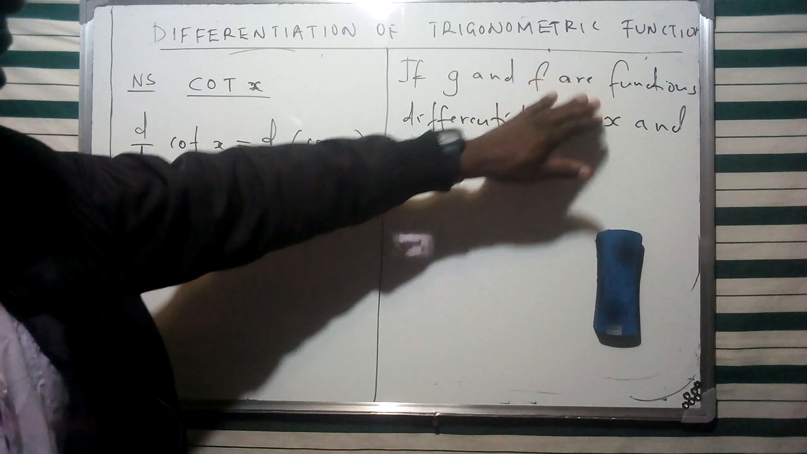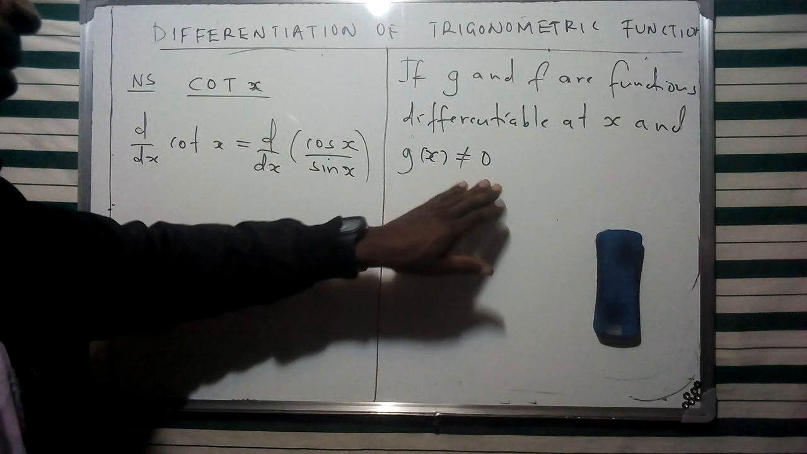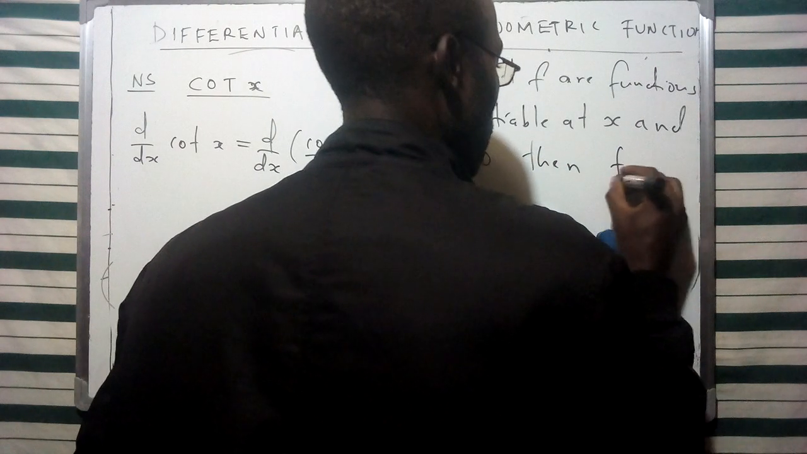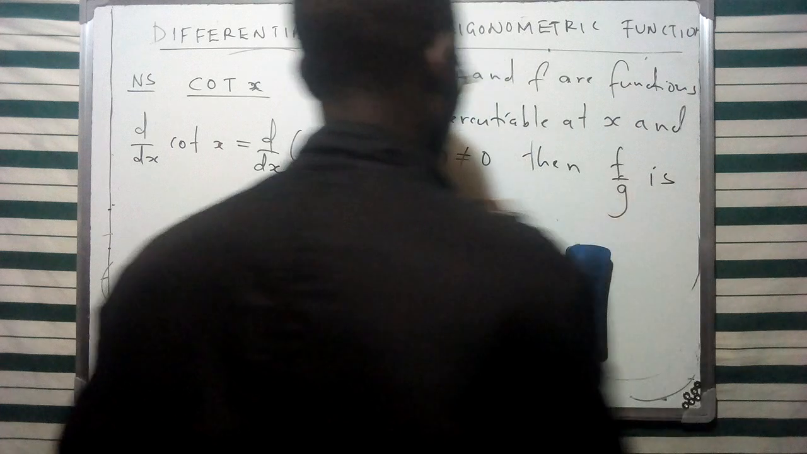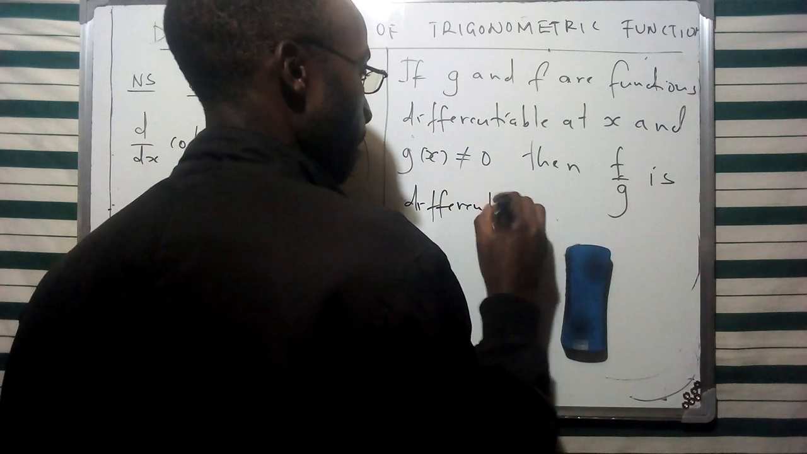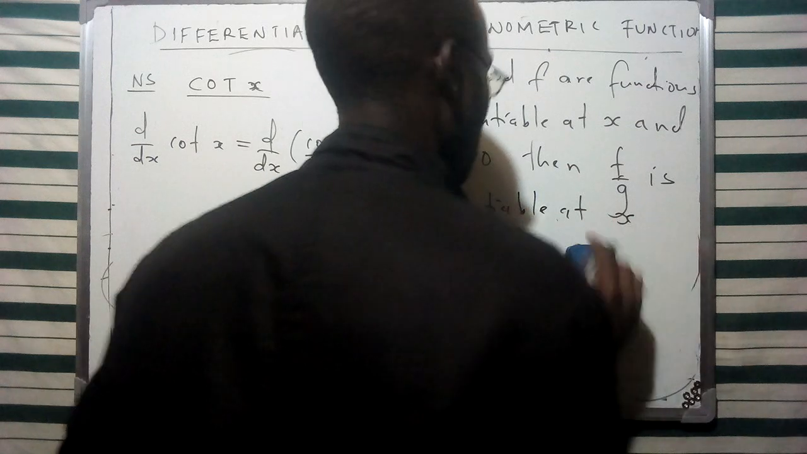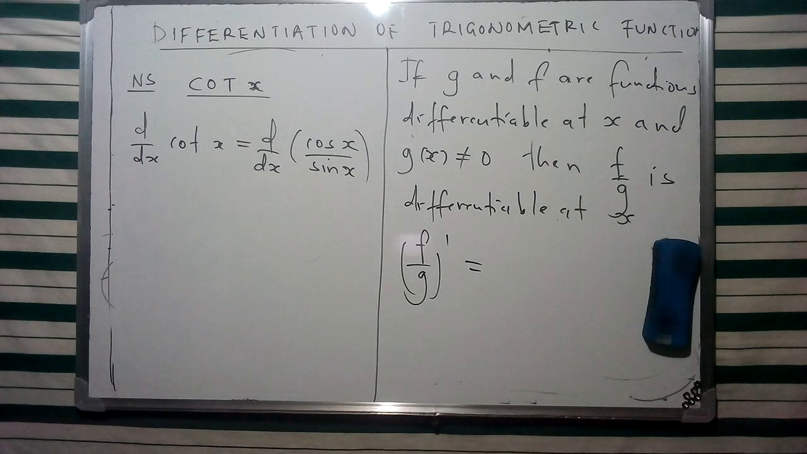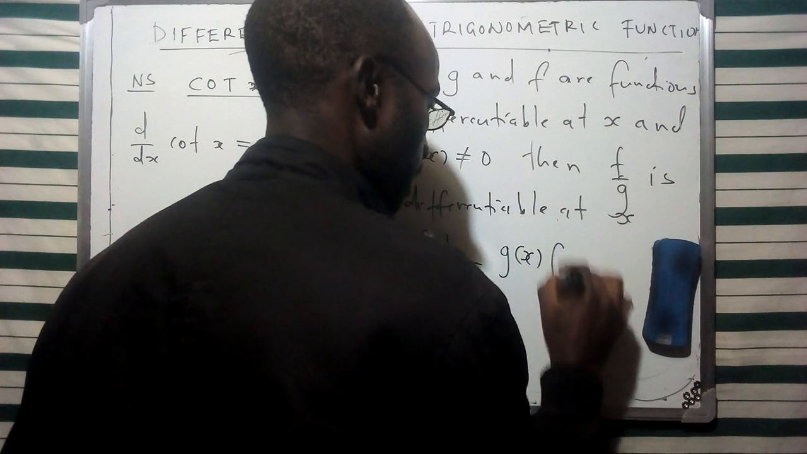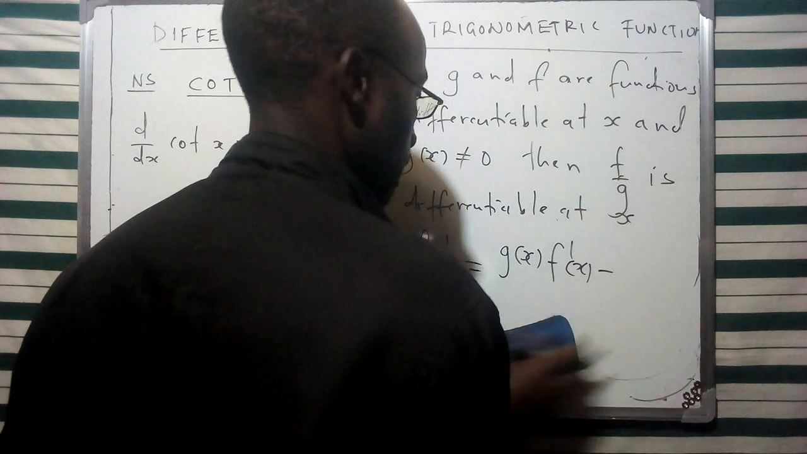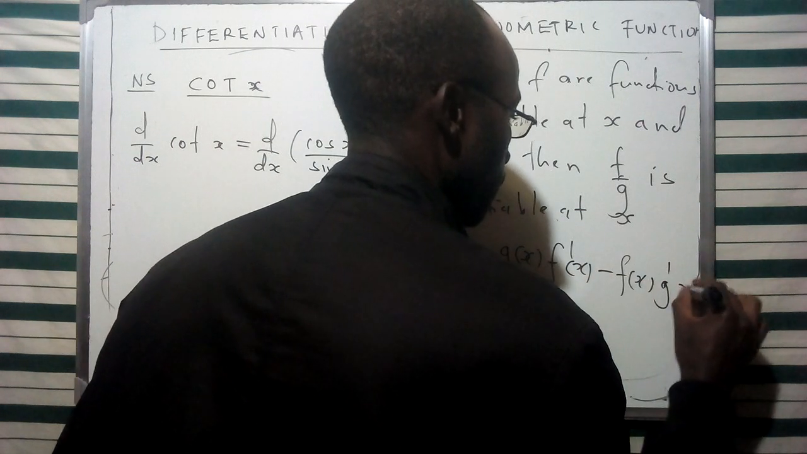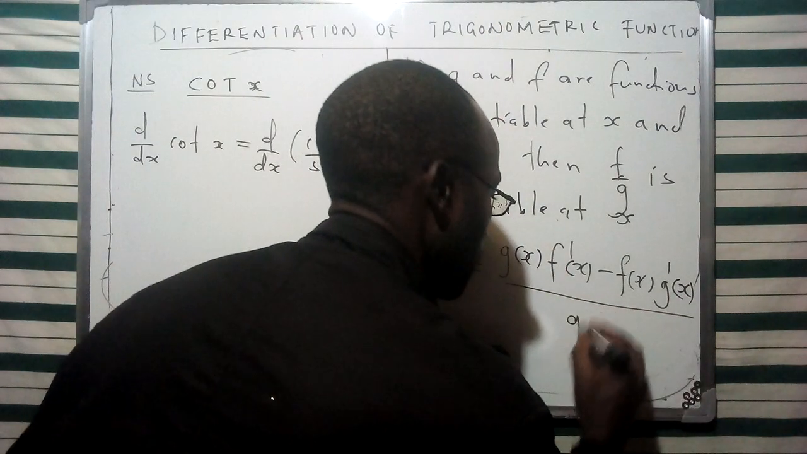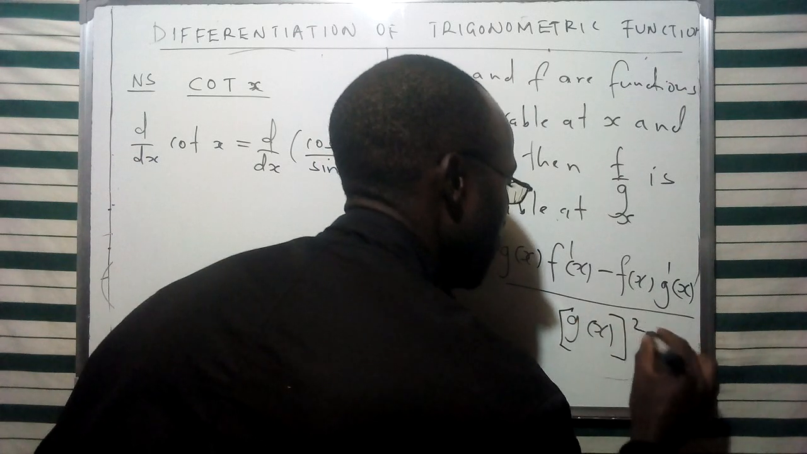As functions which are differentiable at x, and g of x is not equal to 0, then f over g, which is a quotient, is differentiable at x, and we are going to have (f over g) prime given in terms of g of x times f prime of x, minus f of x times g prime of x, and then all over the square of g of x, given in that specific order.